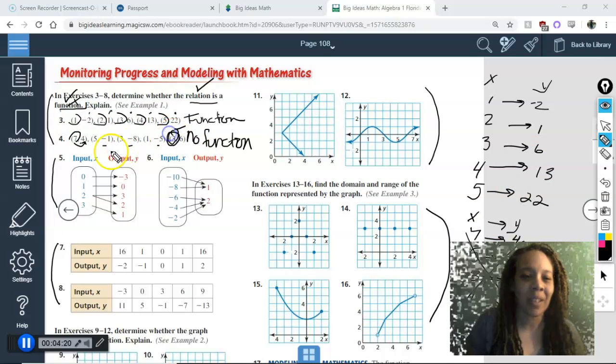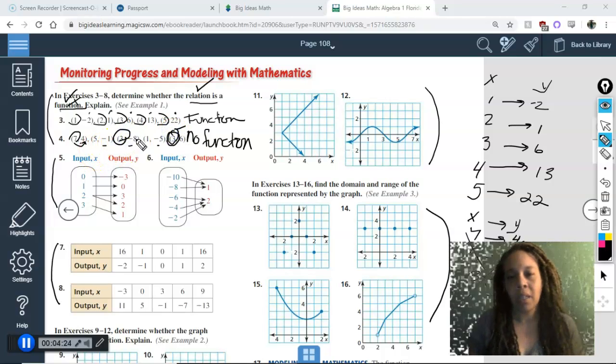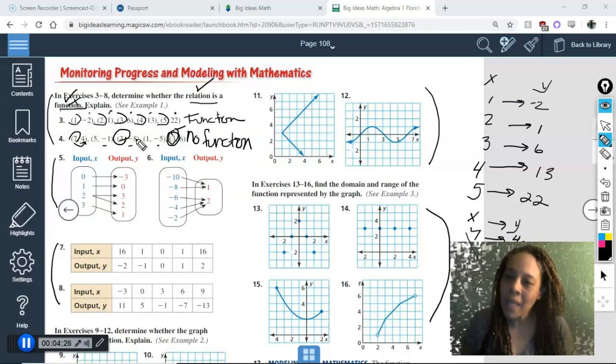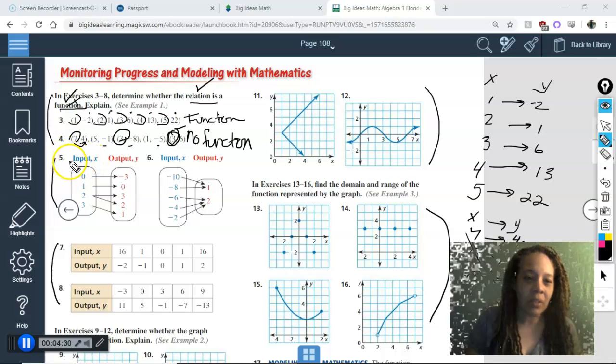If you see a 3 and you see a 3, if you see the same number in your x column, that might be a giveaway. Okay? All right, moving on to the mapping.